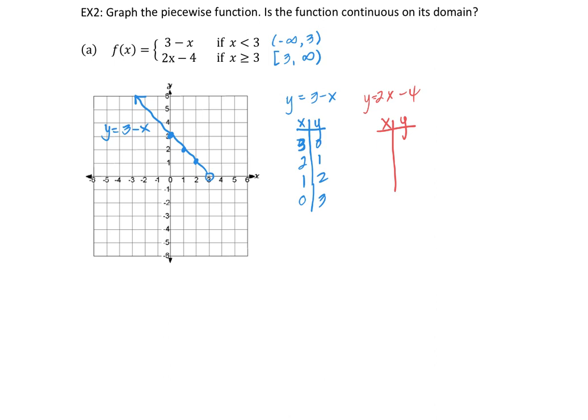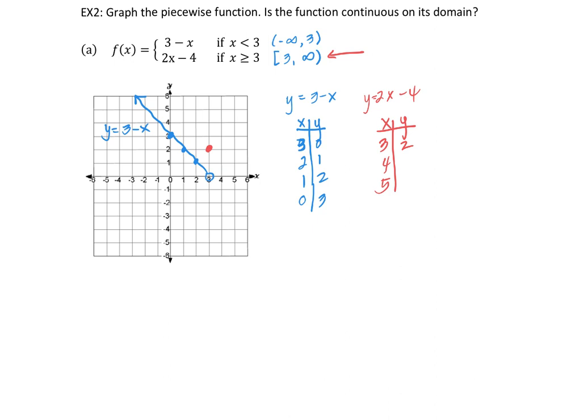I'm starting at 3 because that's what my interval tells me to do. If I put in 3 for x, I get 6 minus 4, so I'll get 2 for y. And that's going to be solid because I include 3. So 3 comma 2 would be a solid. And then I'm looking at x values larger than 3. So I could put in 4 and 5 and see what the graph looks like.